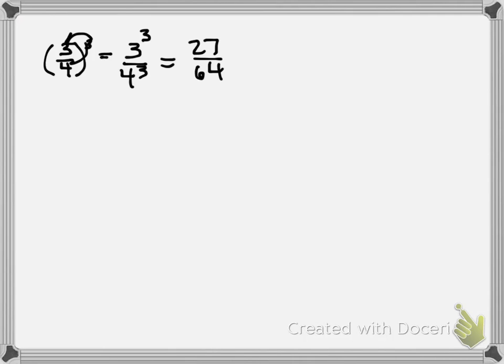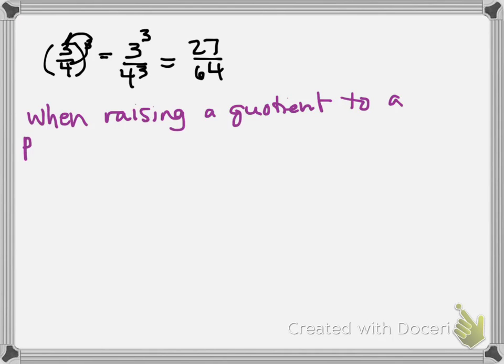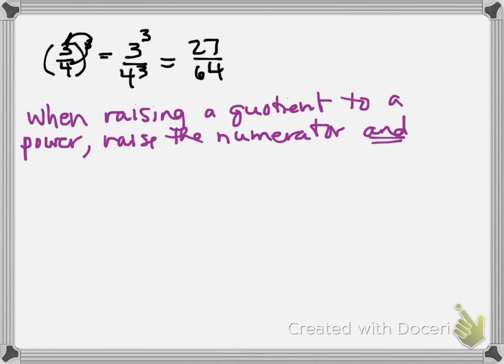Okay, got it. So basically, we have the power of a quotient. Let's say when raising a quotient to a power, raise the numerator and the denominator to that power.